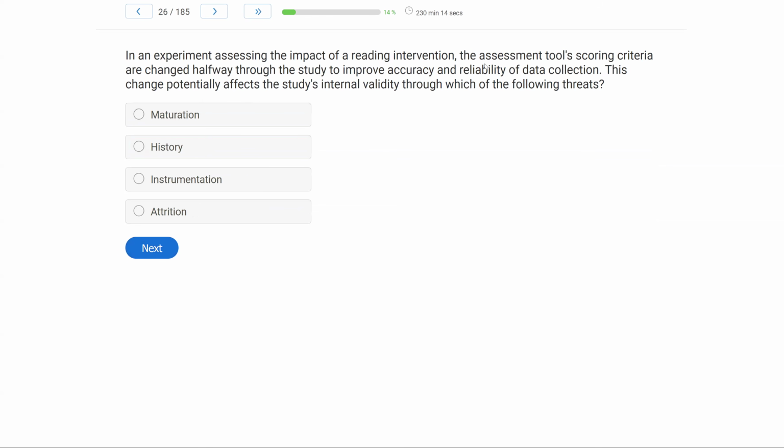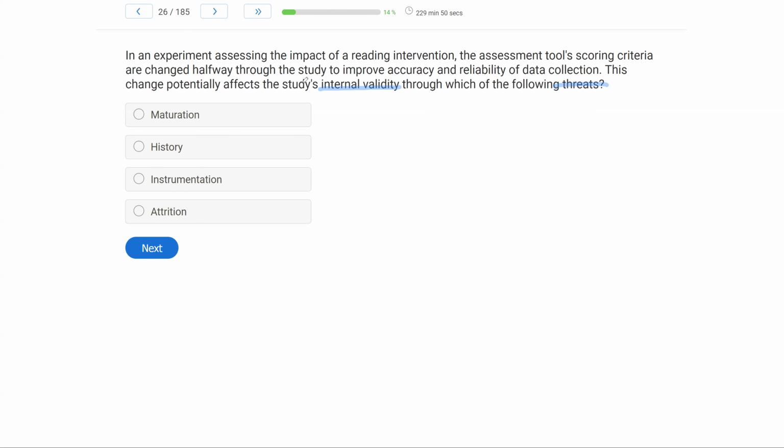In an experiment assessing the impact of reading intervention, the assessment tool's scoring criteria are changed halfway through the study to improve accuracy and reliability of data collection. This change potentially affects the study's internal validity through which of the following threats. When we have a threat to internal validity, we are talking about our functional control. Are we affecting the behavior with our intervention?